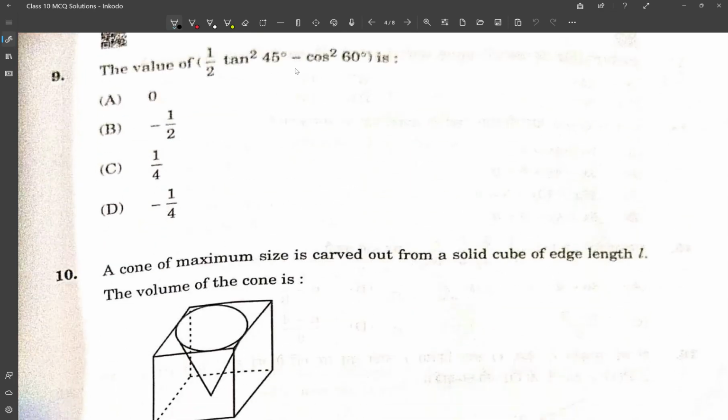Using trigonometric values, so 1 by 2 tan 45 is 1 minus cos 60 is 1 by 2. So minus 1 by 4 because there's a square here. 1 by 2 minus 1 by 4, so that should be a half minus a quarter, so that is 1 by 4. Option C is the correct answer.